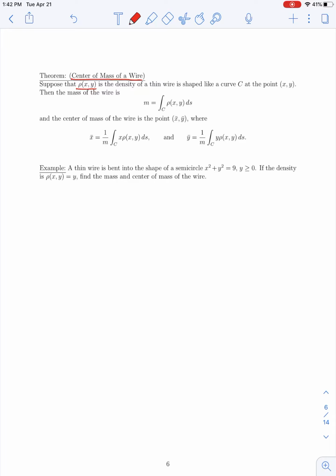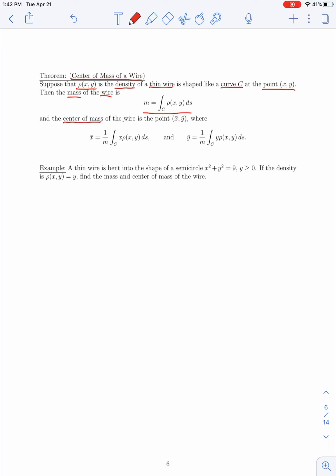If we have a function, rho of xy, which represents the density of some thin wire, which has the shape of a curve C at a point xy, so rho of xy is the density at a point on that curve, which represents the wire, then the total mass of that wire is given by integrating the density function rho with respect to arc length over that curve C, which describes the shape of our wire.